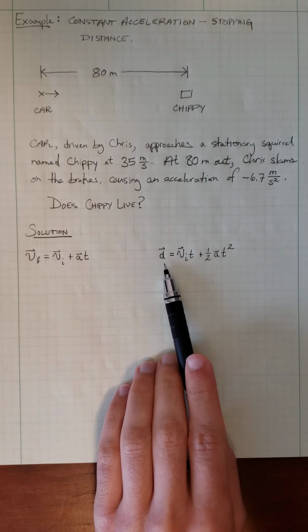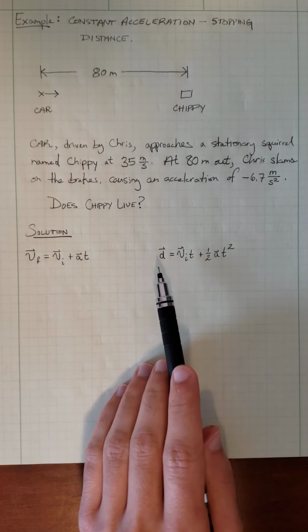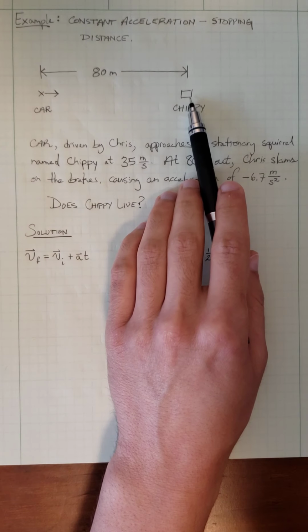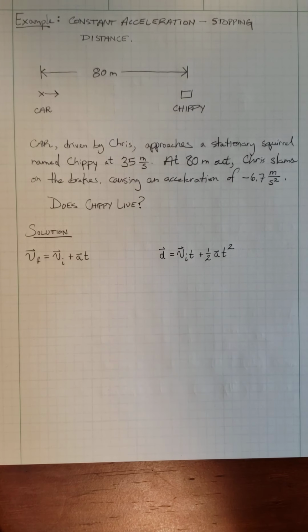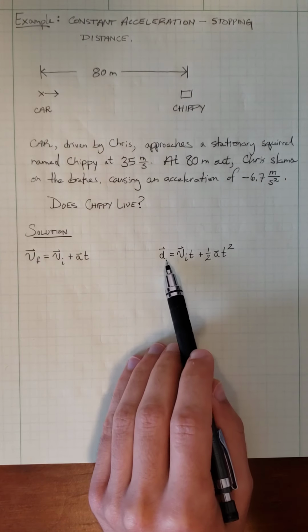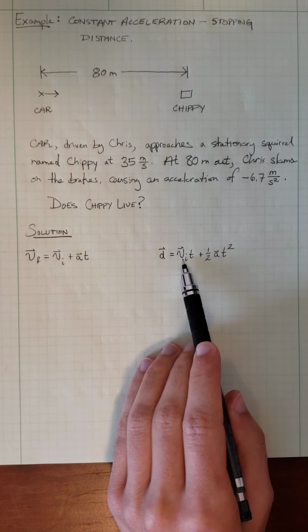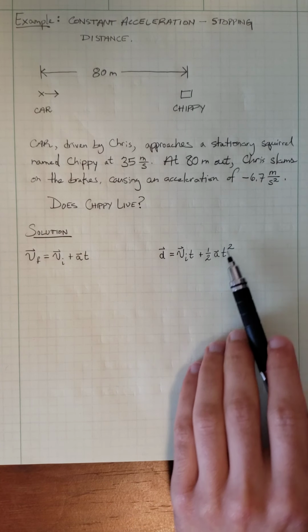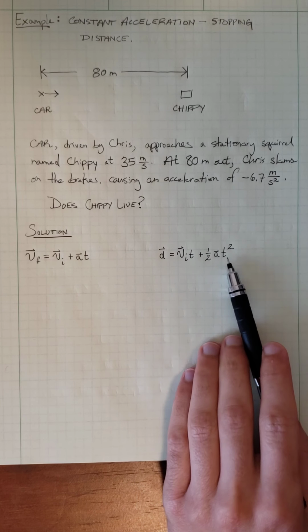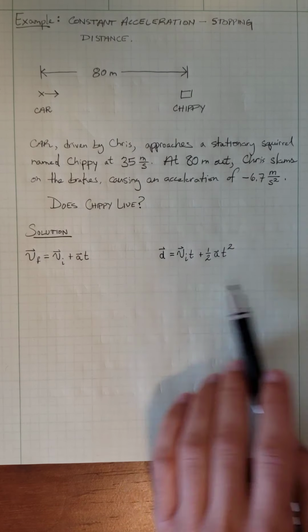Now, ultimately, we're looking for the distance d covered during this deceleration, because if it's greater than 80, Chippy's dead. If it's less than 80, he's alive. That's the whole check. Okay, so maybe we can jump in and solve here. We have initial velocity, 35 meters per second. We have acceleration, minus 6.7. But we're looking for d, and we don't have time. We don't know the duration of this acceleration, so we're not ready for this.